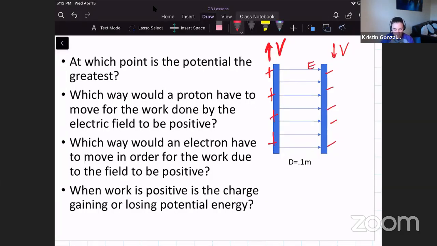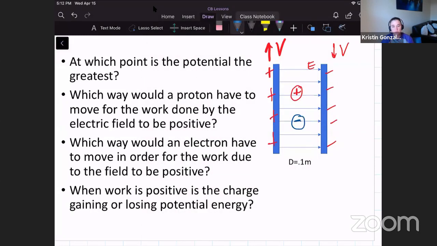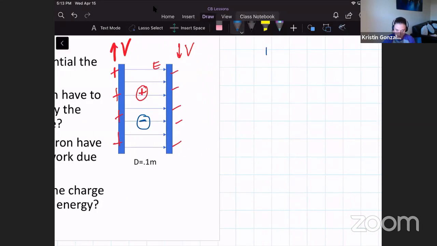So if I have a positive charge here, let's just place it right in the center. Which way would this positive charge have to move in order for the work done by the electric field to be positive? And vice versa, I also want you to think about which way would an electron have to move in order for the work done by the electric field to be positive. Okay, so those are the two questions I have for you first. Which way would each of those have to move in order for the work done to be positive? I'm going to make a little chart here.